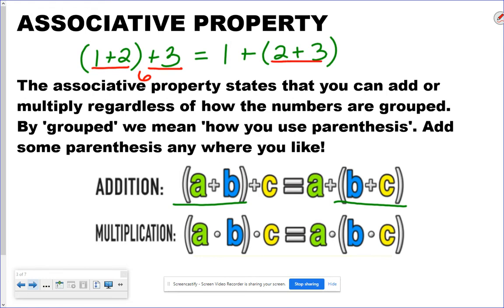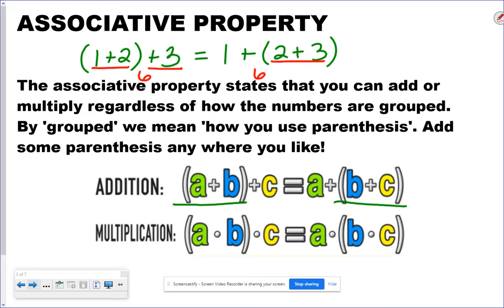And over here, if I add 2 plus 3 together, I get 5. And then when I add 1, I end up getting 6 for my final answer on this side. So they're just saying I can add 1, 2, and 3 together in any grouping or any way, and I'm going to get the same result.